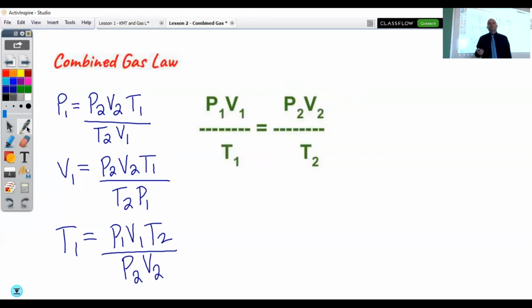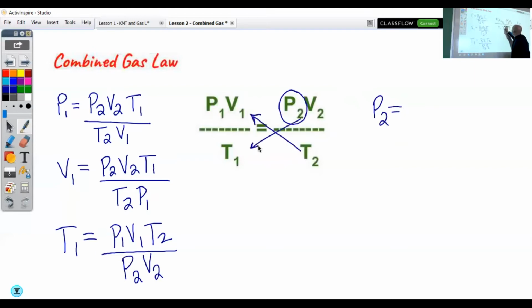So we can also do this if we're solving for P2, V2, or T2. So I'll do that a little bit faster now on the right side. So if we're solving for pressure 2, I'm going to move everything else away from pressure 2. So temperature 2 goes up, volume 2 comes down. We wind up with pressure 1, volume 1, temperature 2, all over temperature 1 times volume 2.